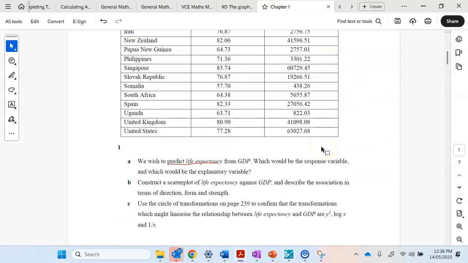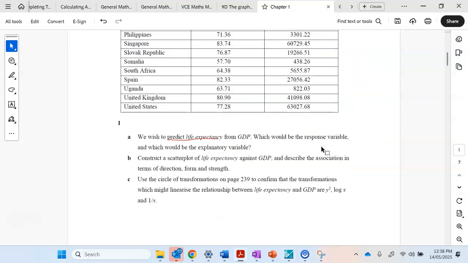All right, so let's have a look at question 1. We wish to predict life expectancy from GDP. Which would be the response variable and which would be the explanatory variable? Okay, we've already done that. So life expectancy is our response and GDP is our explanatory. So we're always predicting our response variable. All right, we're going to construct a scatter plot of life expectancy against GDP and describe the association in terms of direction, form, and strength.